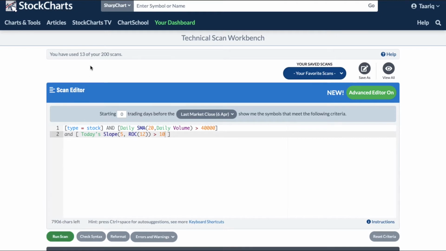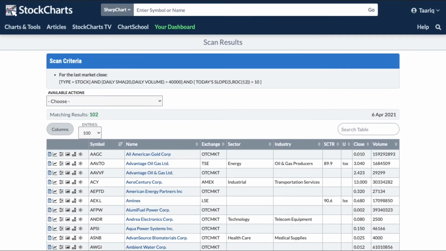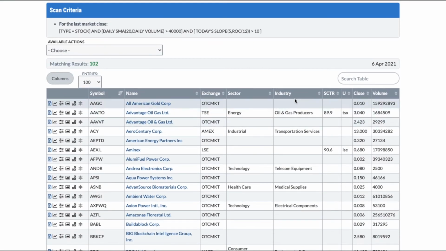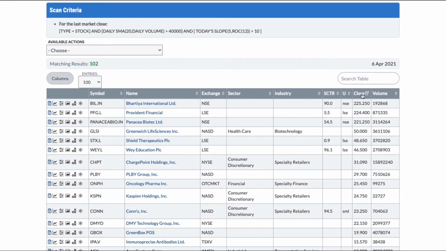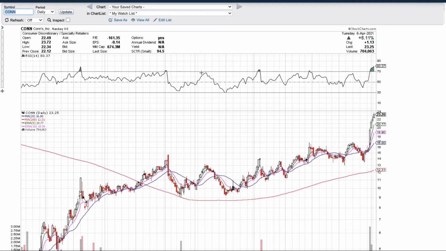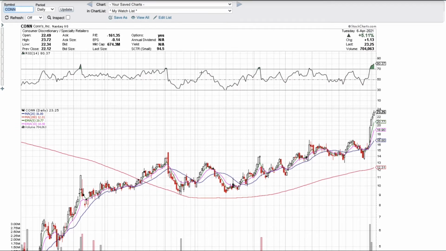I already have it up because my computer takes forever to load the scan results. So this is what you should see if you were to run it on April 6th. I'm going to adjust so we don't get penny stocks. And let's take a look at CONN as an example. So I'm going to open up CONN, and you can see this is a great example of a momentum stock.